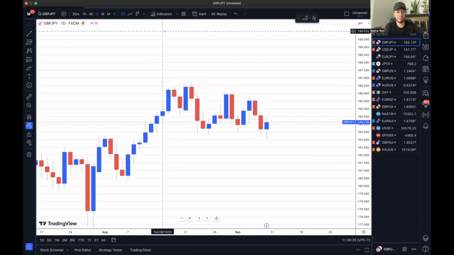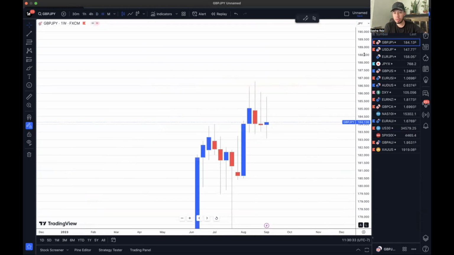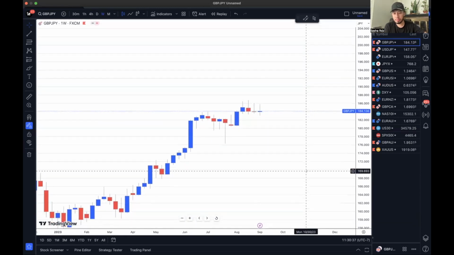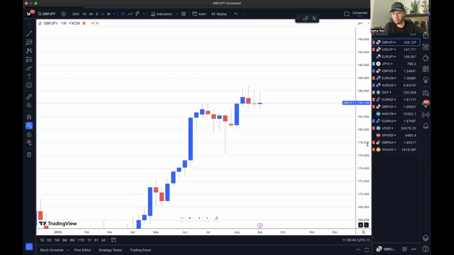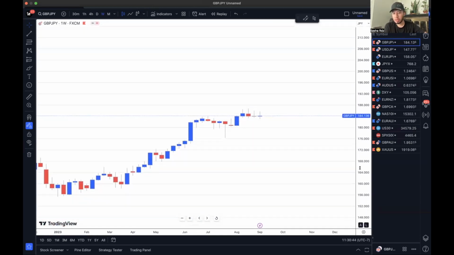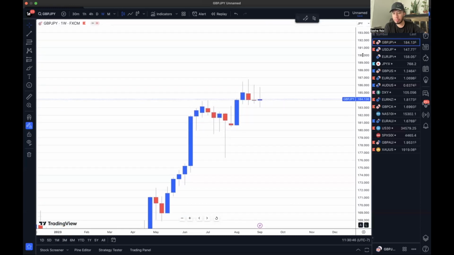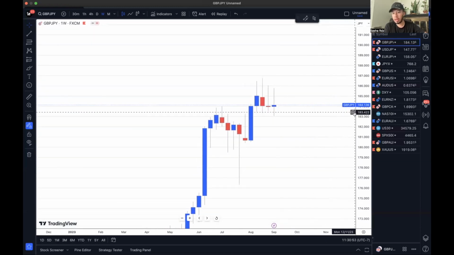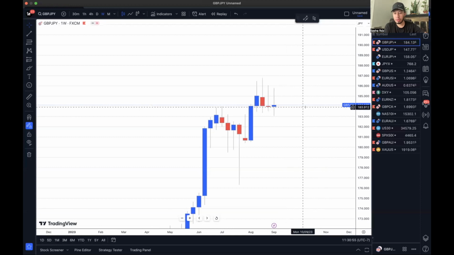I'm not gonna waste a lot of time. So basically, super simple. What you want to do is go to the weekly. On the weekly time frame, you're gonna play with this little scale bar right here. You see how every time you go up, you can see more numbers. What you want to do is look at where price is currently at. Currently, we're trading at 184.13.